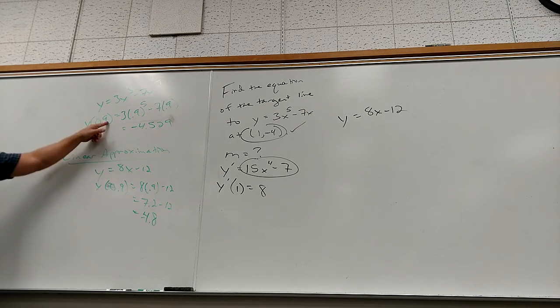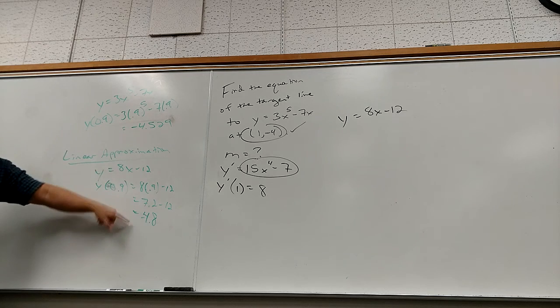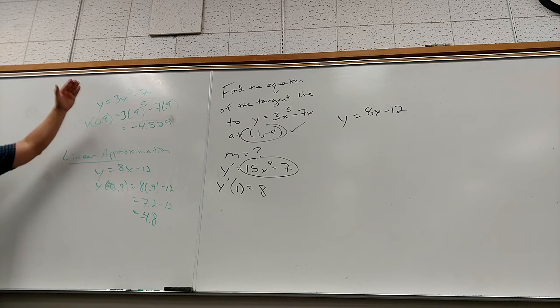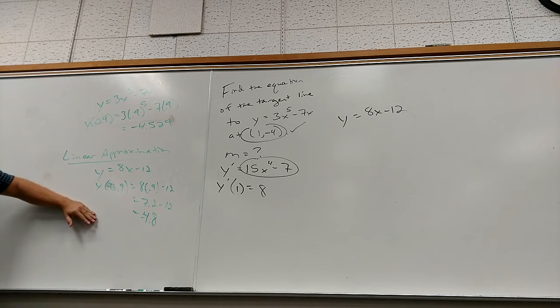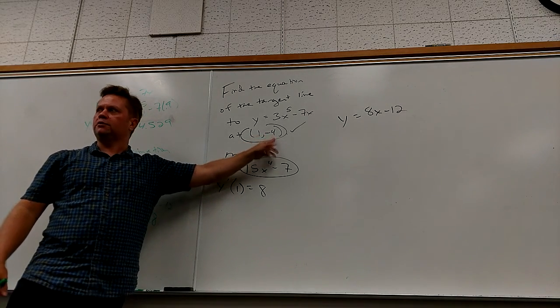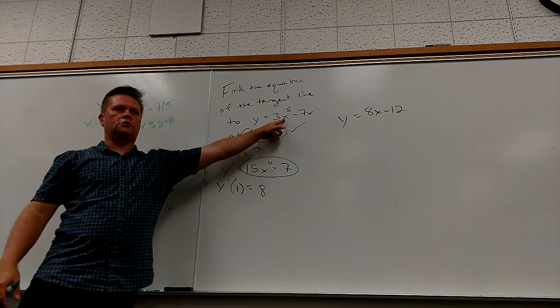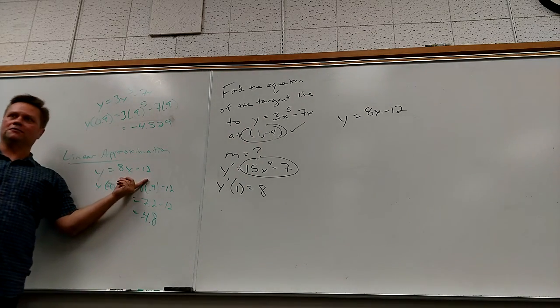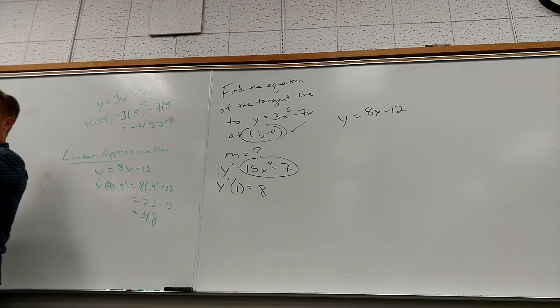If I were to put 0.99 in here, these would match even better. Now if I put a 1 in there, you shouldn't have to do anything. What's going to happen when I put a 1 in there? They're both going to say negative 4. That is a point the function goes through, and that is the point I built the tangent line on. So they both perfectly agree at that one point.